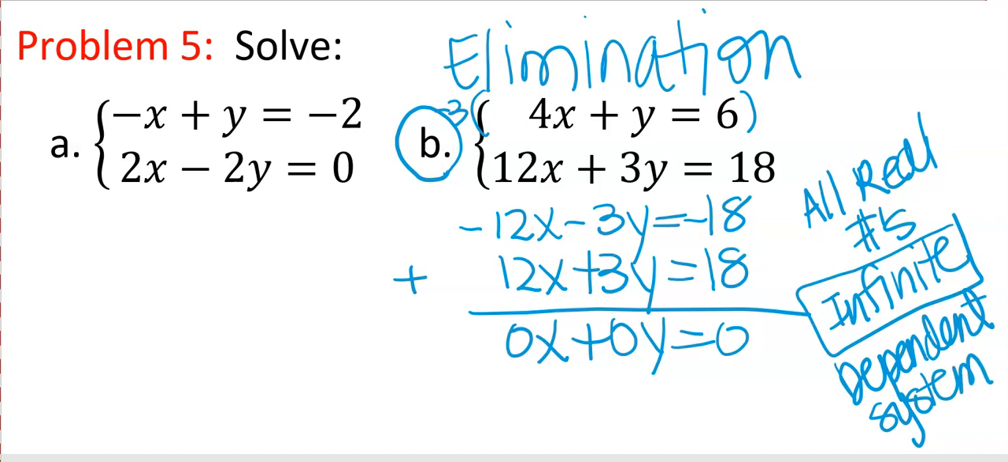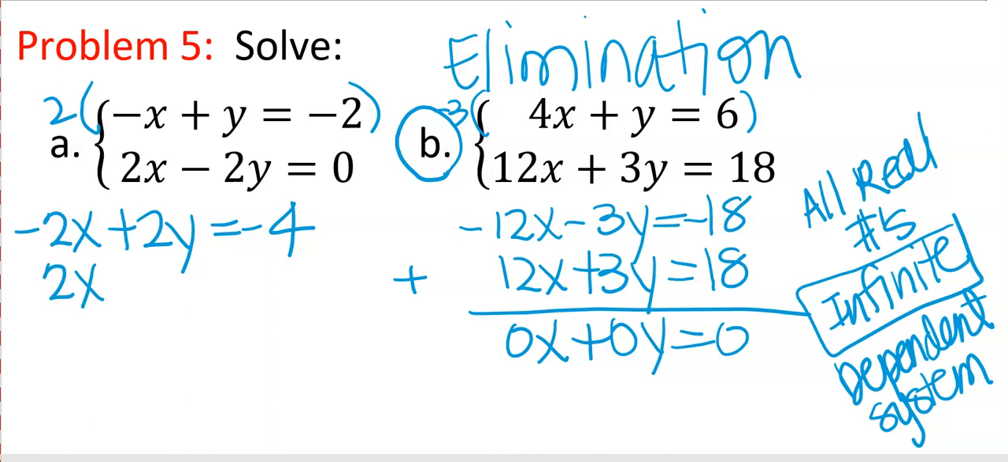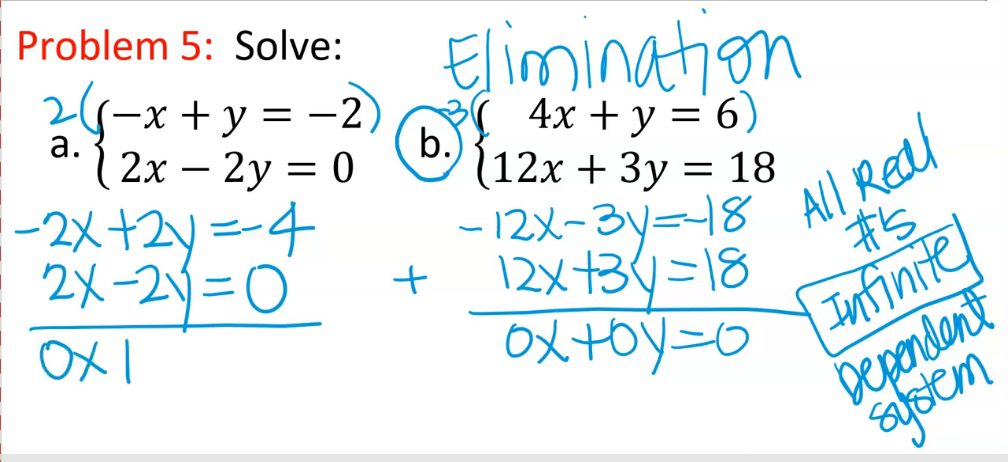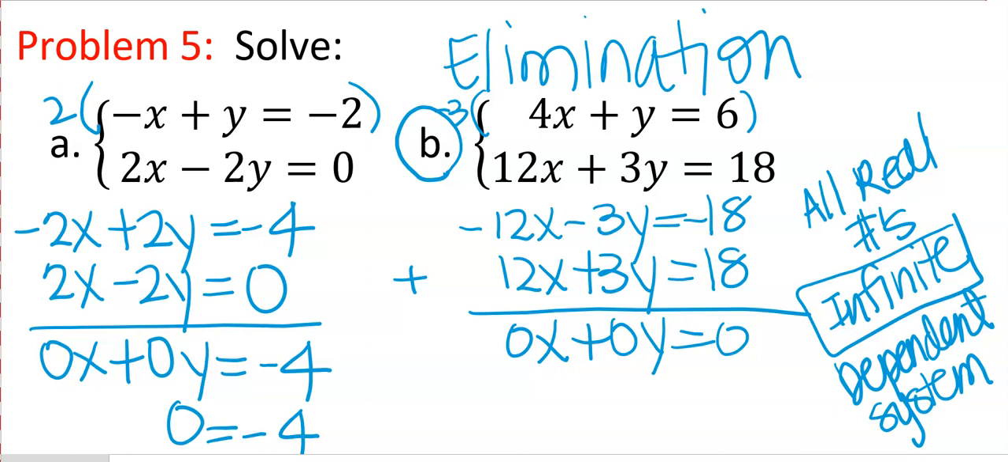So since we got a weird number there, let's look at the other one just to make sure. I want to go with the x's this time. So I'm going to multiply the first one times 2. So I get negative 2x plus 2y equals negative 4. And 2x minus 2y equals 0. I'm going to add them together. When is 0 equal to negative 4? Never.